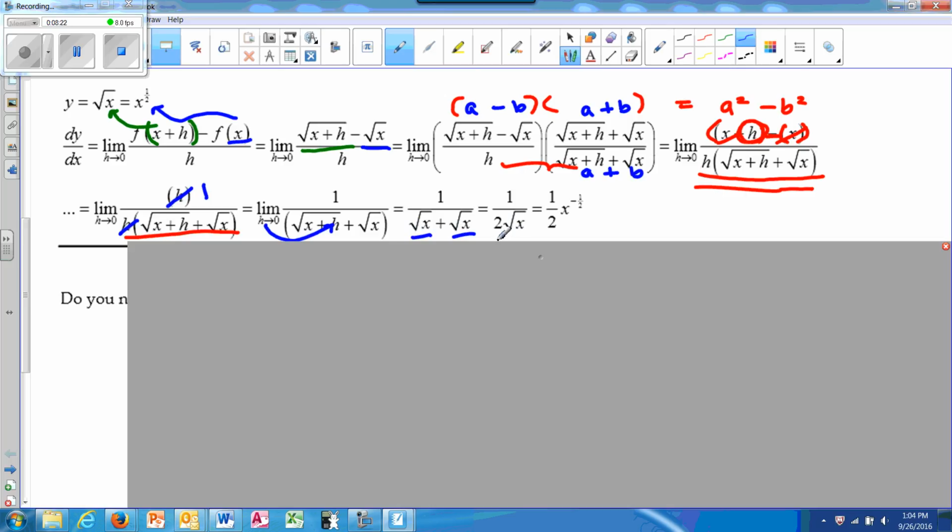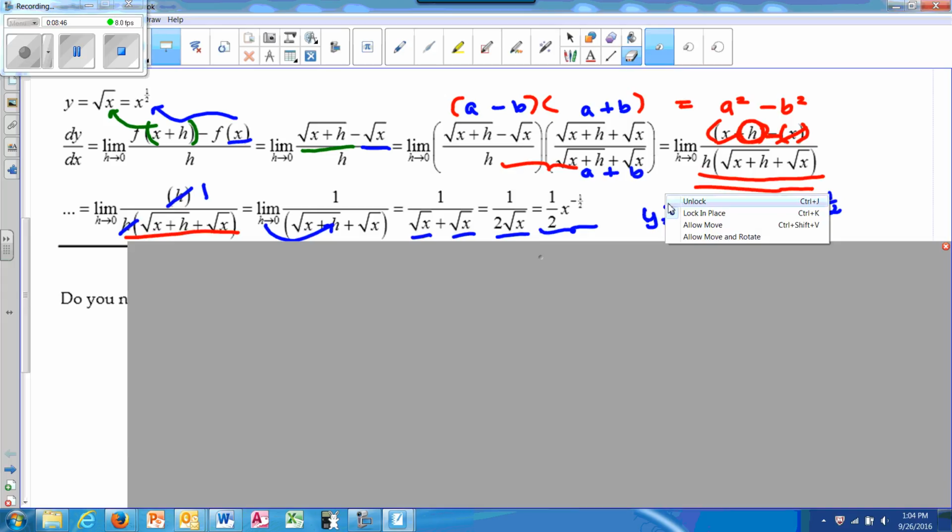Now that we no longer have h alone on the bottom, we can substitute in without getting a 0 denominator. So that leaves us with the first term being root x. The second term was already root x. Adding 1 root x plus a second root x makes 2 roots of x, which I can leave that way, or I can write out in this pattern. So notice what happens. If y equals x to the 1/2, y prime equals 1/2 x to the negative 1/2.